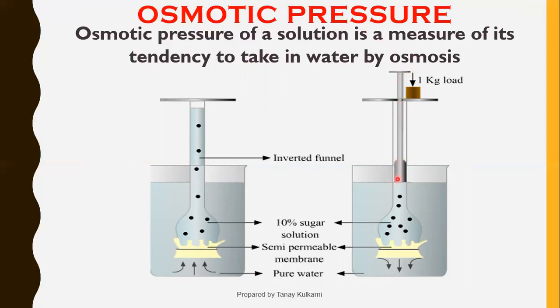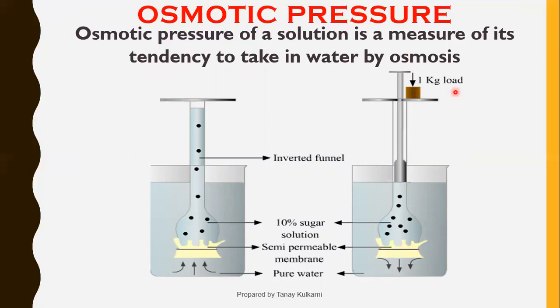Now, in this setup, we will insert a piston. That piston will have a certain amount of load. Correct? Okay. And because of keeping this load, the piston is creating a pressure on the sugar solution. Correct? And that pressure is not allowing water from the beaker to come inside. And hence there is no rise in the water level inside the thistle funnel.